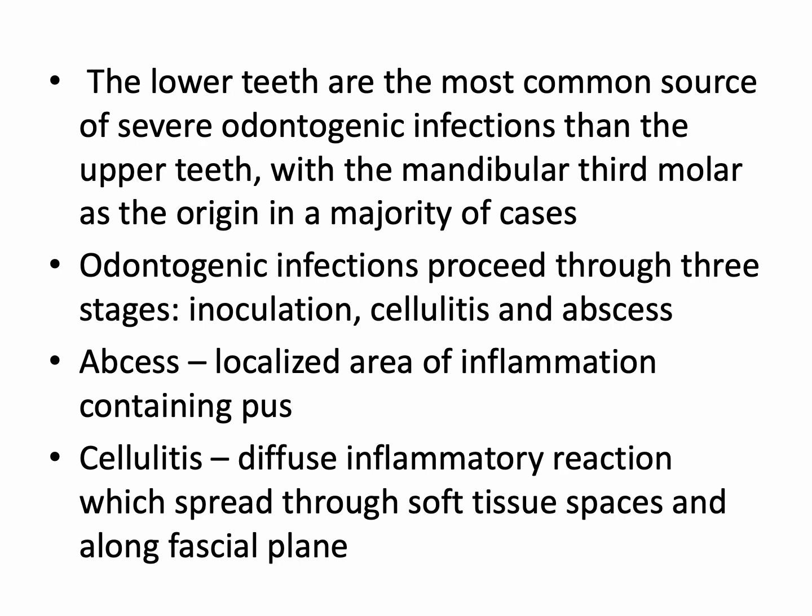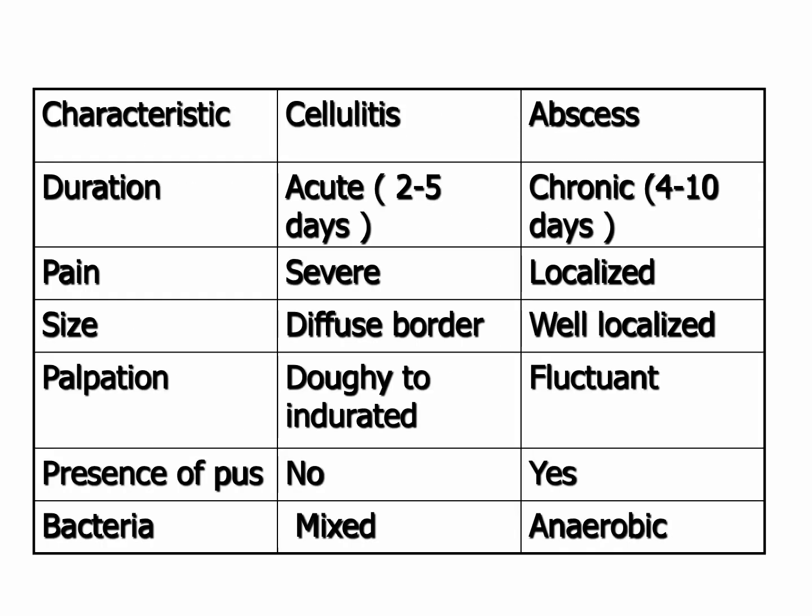So what is the difference between abscess and cellulitis? Abscess is localized area of inflammation containing pus, whereas cellulitis is the diffuse inflammatory reaction which spreads through soft tissue spaces and along facial plane. This is the characteristic difference between cellulitis and abscess. Cellulitis is an acute process which takes about 2 to 5 days, whereas abscess is a chronic process which takes about 4 to 10 days.